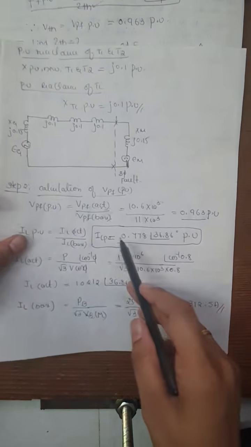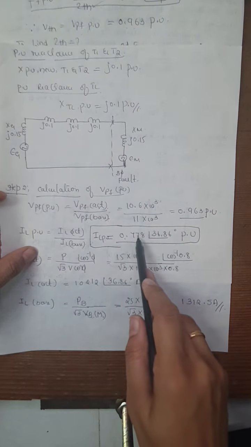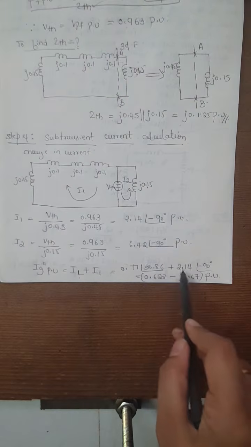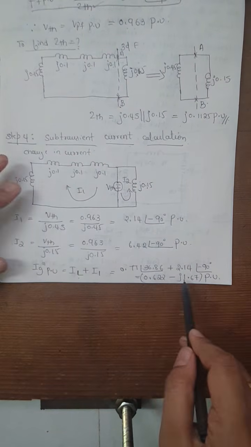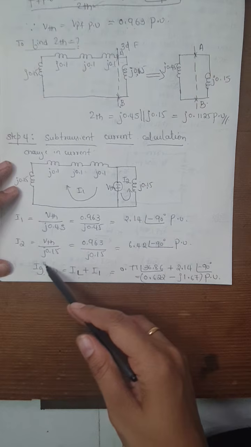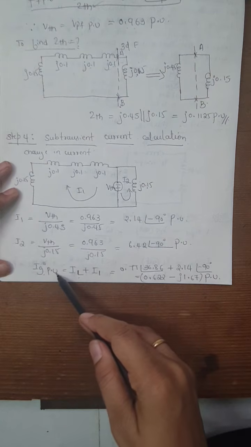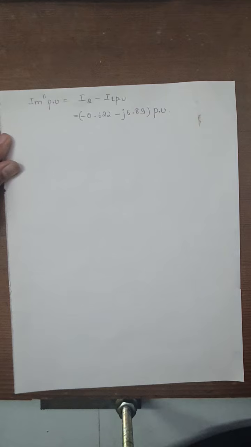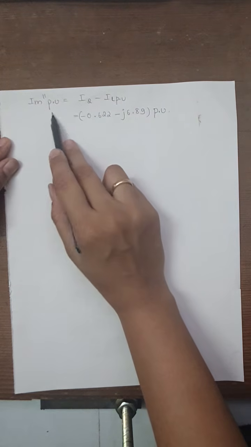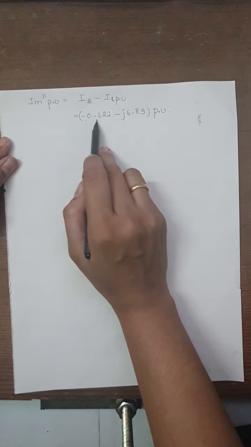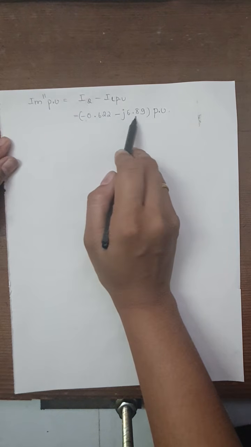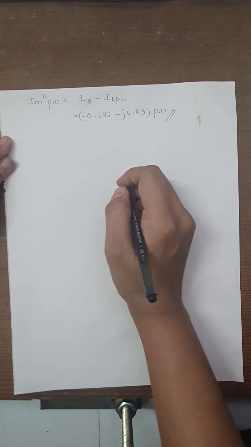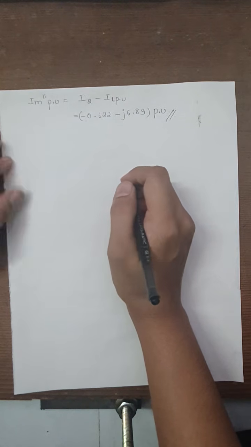So observe here from step 2, the IL per unit value is 0.778 at an angle of 36.86. This value I added with I1. So this is the final answer for the generator subtransient current in per unit. Same way I am going to substitute the motor subtransient current. So this is the answer for Im double dash in per unit: minus 0.622 minus j6.89 per unit. So this completes step 4. Next we are going to proceed with the actual current calculation in step 5.